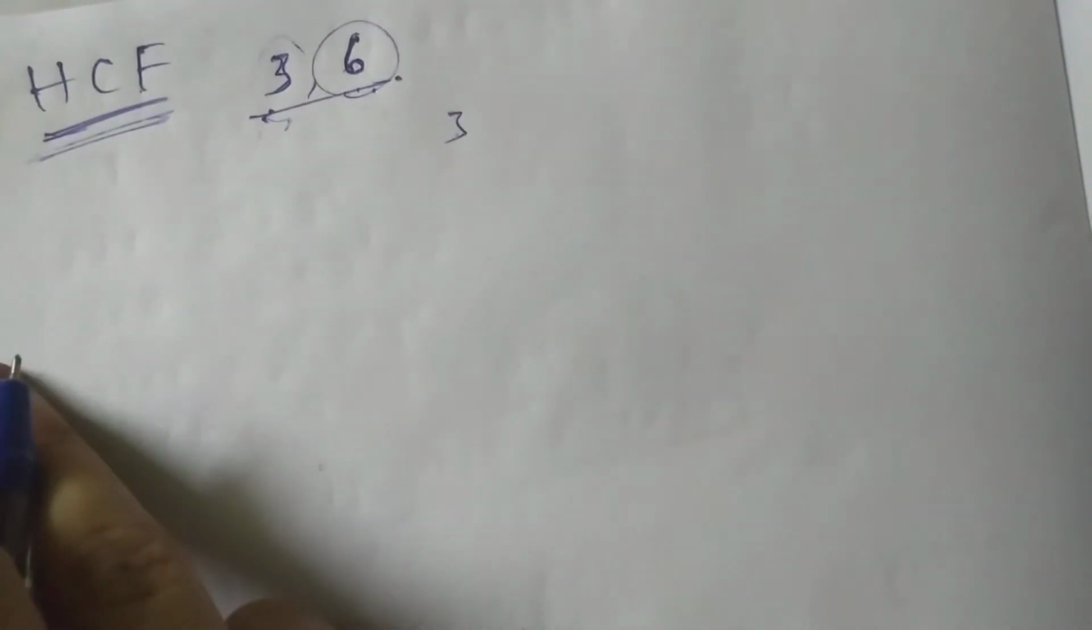And there are two methods for finding the HCF of 2 or more than 2 given numbers: the factorization method, and the other is the division method. We can discuss these two methods when we are going through the problems. Okay. And next we are going to LCM.